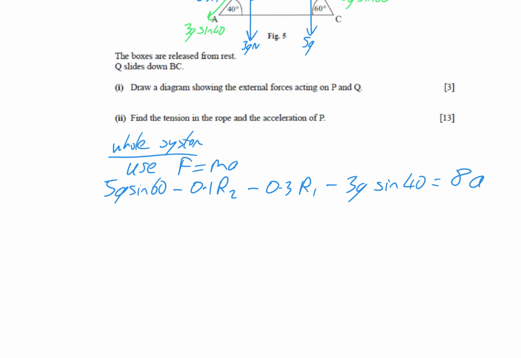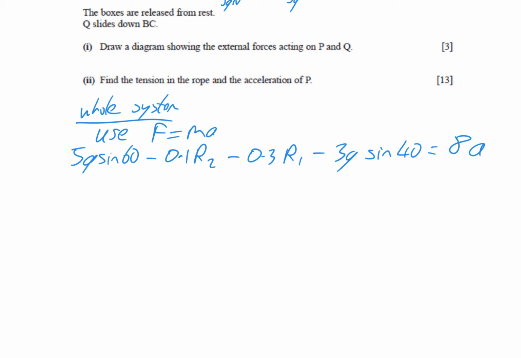So we can just sub those in now. So let's just add all of that in. Let's just say what they were then. We had R1 first of all, it was equal to 3g cos 40, and your R2 was equal to 5g cos 60. So that's what we had. So this whole thing then, we can sub those in and see what we get.